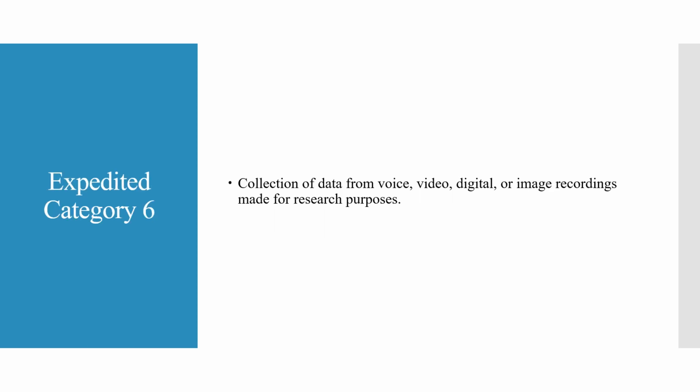This presentation is specifically on expedited category number 6, so let's dive into that. Category number 6 is defined as the collection of data from voice, video, digital, or image recordings made for research purposes. The really important thing to note with this is that for research purposes section. There are some other categories that would include collecting similar types of data, but those would be collected for non-research purposes. So make sure you're paying attention if you are submitting under category number 6 that your data has been collected specifically for research.